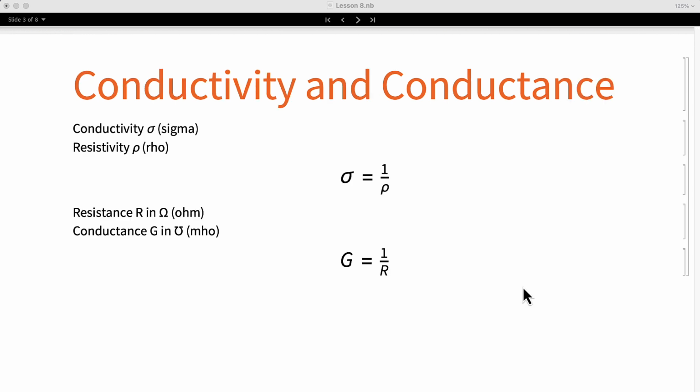One term that we will find often is the conductivity. The conductivity is the reciprocal of the resistivity. It is a measure of how good a material is to conduct electricity. Similarly, there exists the term conductance, which tells us how good a conductor is to conduct. The conductance is the reciprocal of the resistance, and the units are mhos, which is the word ohm backwards, and the symbol is the same as for the ohms, but upside down.